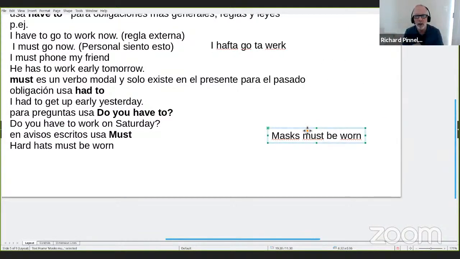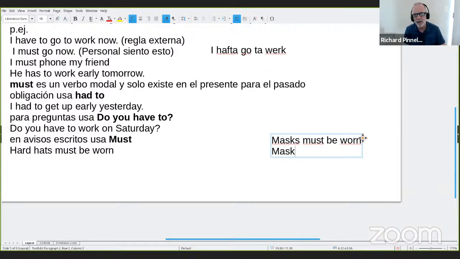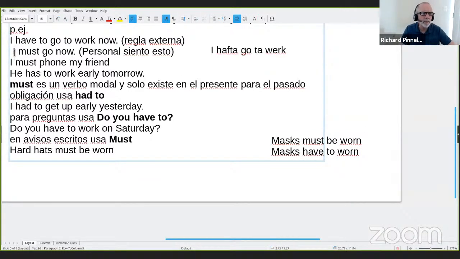Si ves una noticia escrita, es externa. Por ejemplo, las máscaras que estamos usando ahora con el virus, es más probable que en la noticia escrita van a escribir la palabra must y no "masks have to be worn." No es que la segunda es incorrecta. Hablando es más probable que lo vas a usar, pero en una noticia escrita suena mejor usar must. Pero cuando estás hablando, must es para obligaciones personales que tú sientes y have to para reglas, leyes y obligaciones externas. Tengo otros ejemplos aquí.